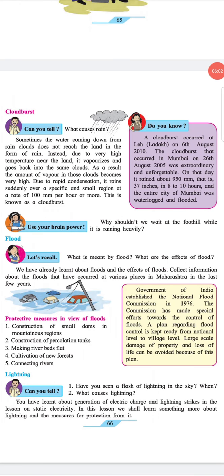Heading: Cloudburst. Subheading: Can you tell what causes rain? Sometimes the water coming down from the rain cloud does not reach the land in the form of rain. Instead, due to very high temperature near the land, it vaporizes and goes back into the same clouds. As a result, the amount of vapor in these clouds becomes very high. Due to rapid condensation, it rains suddenly over a specific and small region at a rate of 100 millimeters per hour or more. This is known as cloudburst.